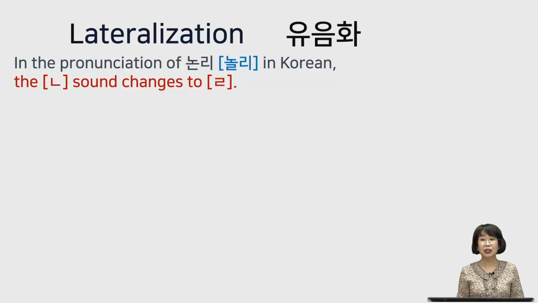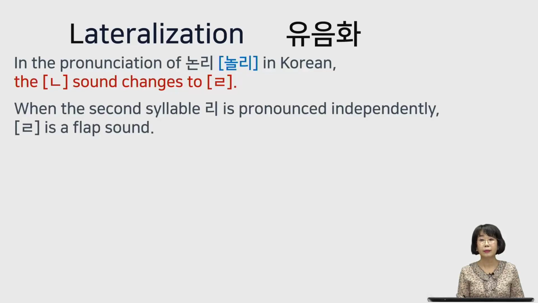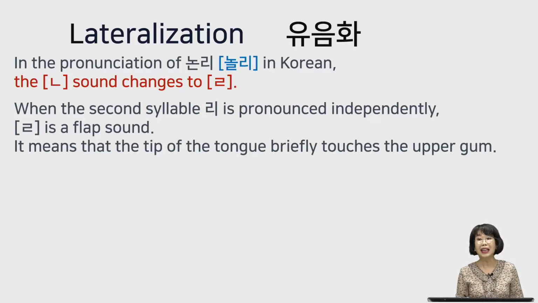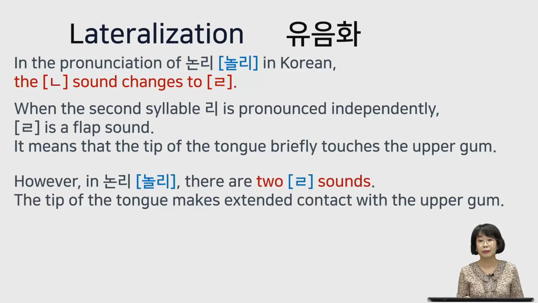In the pronunciation of 논리 in Korean, the ㄴ sound changes to a ㄹ sound. When the second syllable 리 is pronounced independently, the ㄹ sound is a flap sound. 리. It means that the tip of the tongue briefly touches the upper gum.